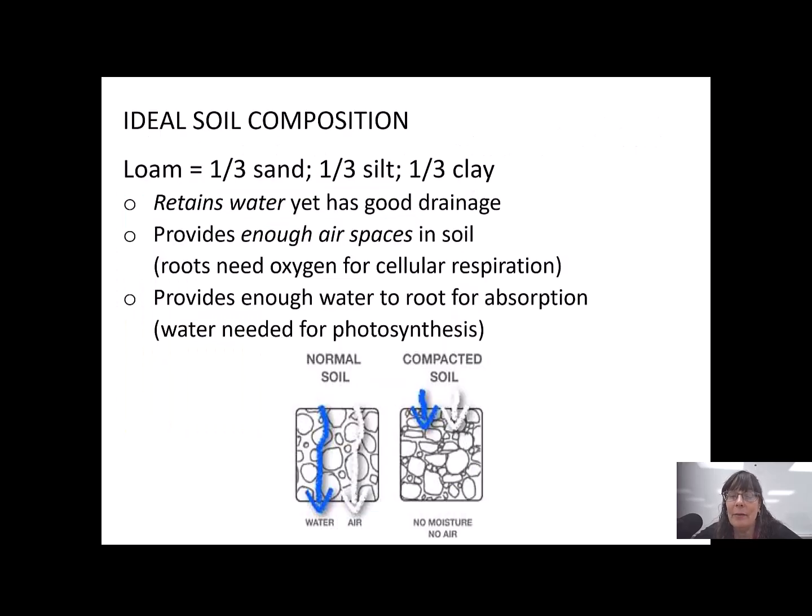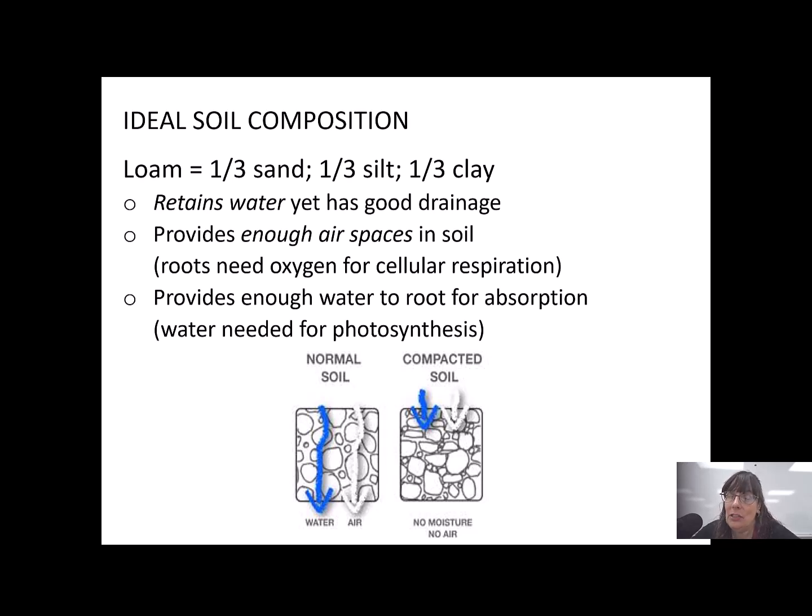Now the ideal composition, which is number 16 on your portfolio: what type of soil is best for plants? Loam, L-O-A-M. And loam, what is its composition? It is made of 1/3 sand, 1/3 silt, and 1/3 clay. So it's a combination of all three things in equal amounts.